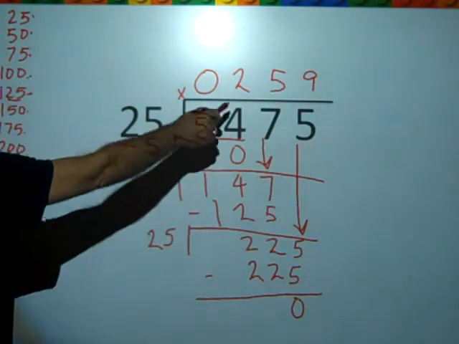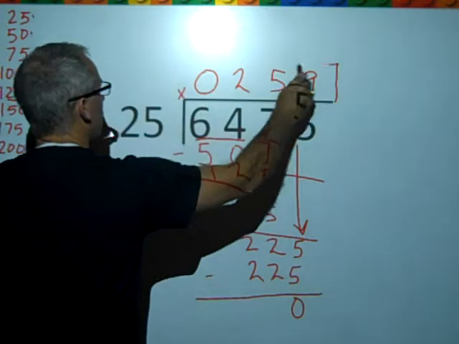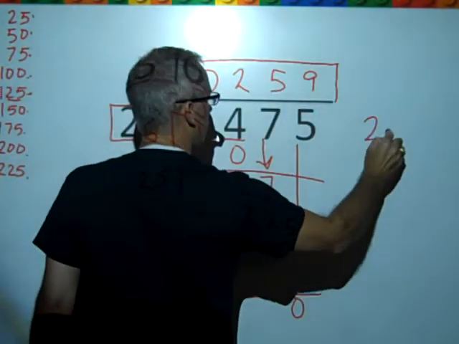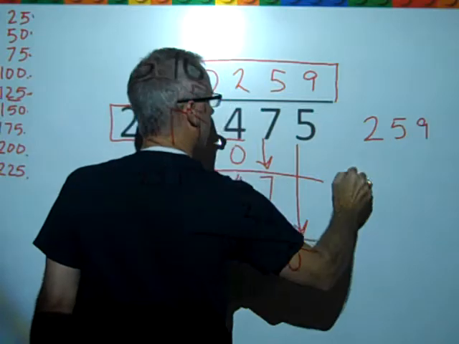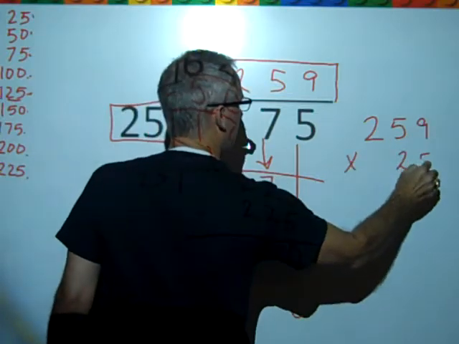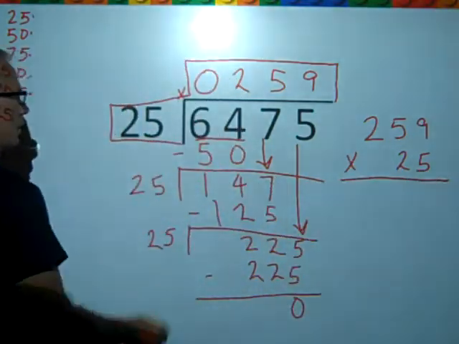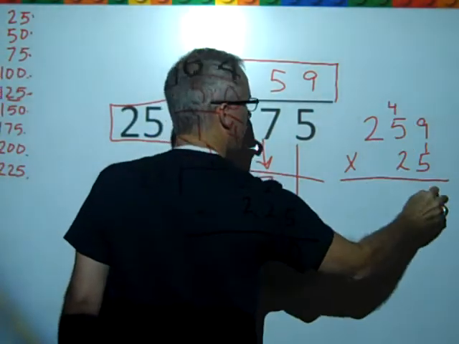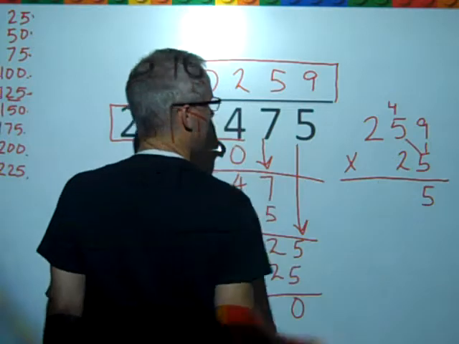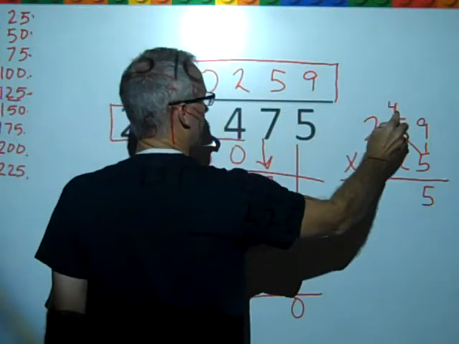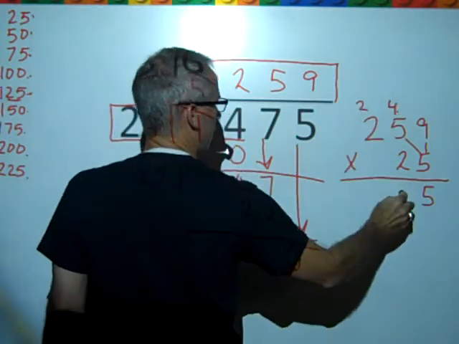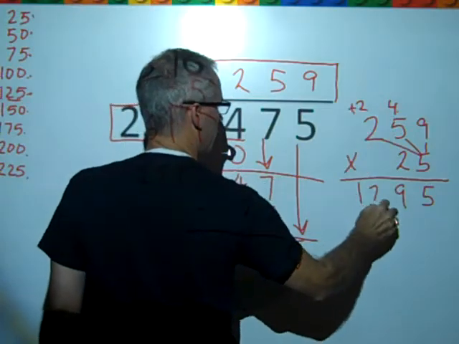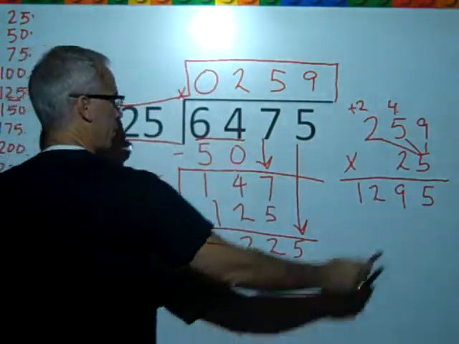So my answer is 259, or my quotient is 259. How do I check it? Multiply my quotient, 259, times my divisor, 25, and I should get 6,475. 5 times 9 is 45. 5 times 5 is 25. 26, 27, 28, 29. And 5 times 2 is 10, plus 2 is 12. I'm done with the 5.